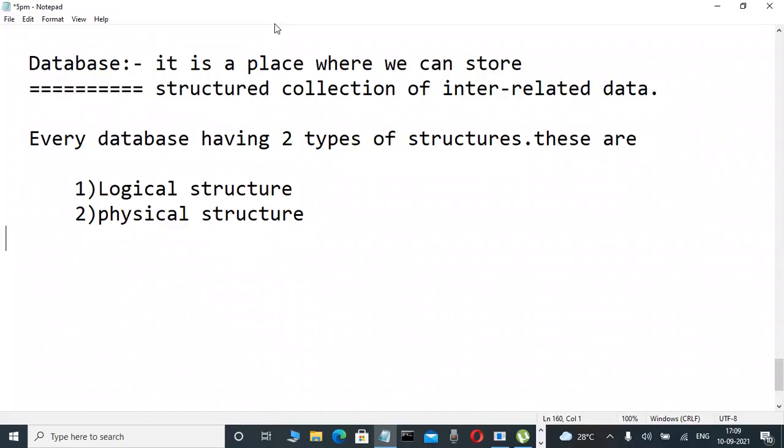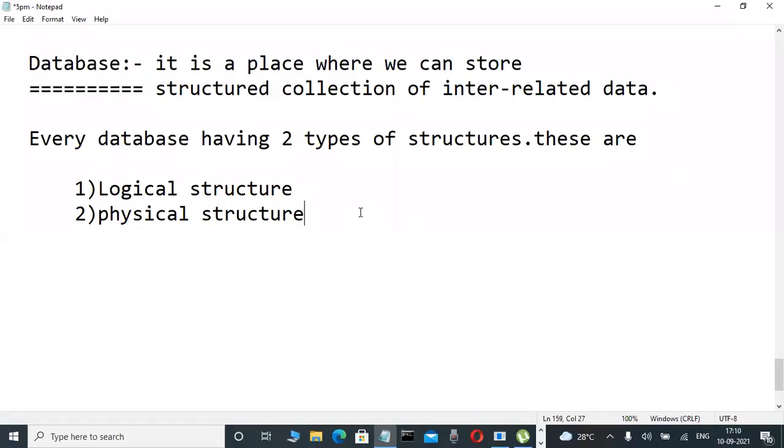Very good. Alim, you are telling the correct answer: logical structure. Very good. Really, you and I and any fundamental-level programmers work in the logical structure of the database. Physical structure means database administrators work there.